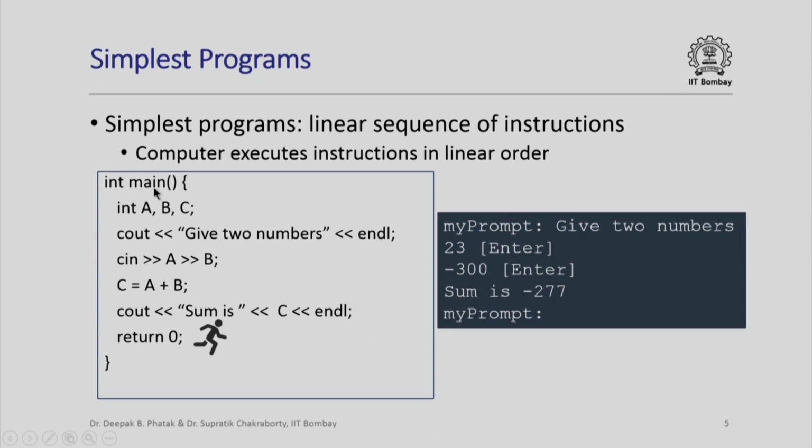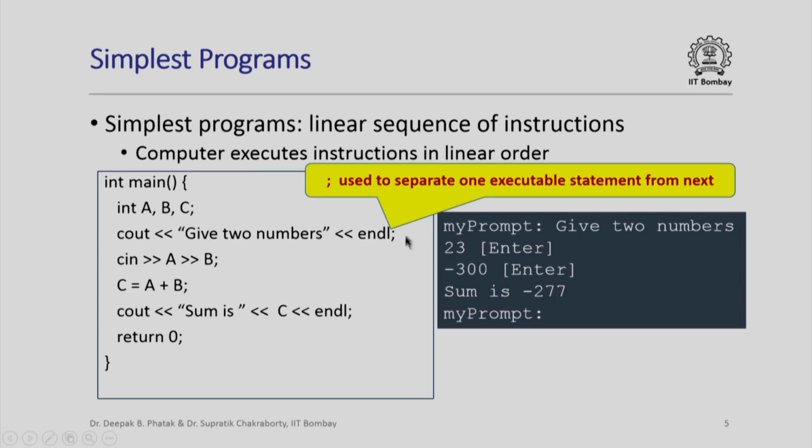Recall that the operating system had called the function main, and when the control passes back to the operating system we get back the prompt on our screen. So this is exactly how a computer executes instructions in sequence as they are specified in the program. Note also that this semicolon is basically used to separate one executable statement from the next.